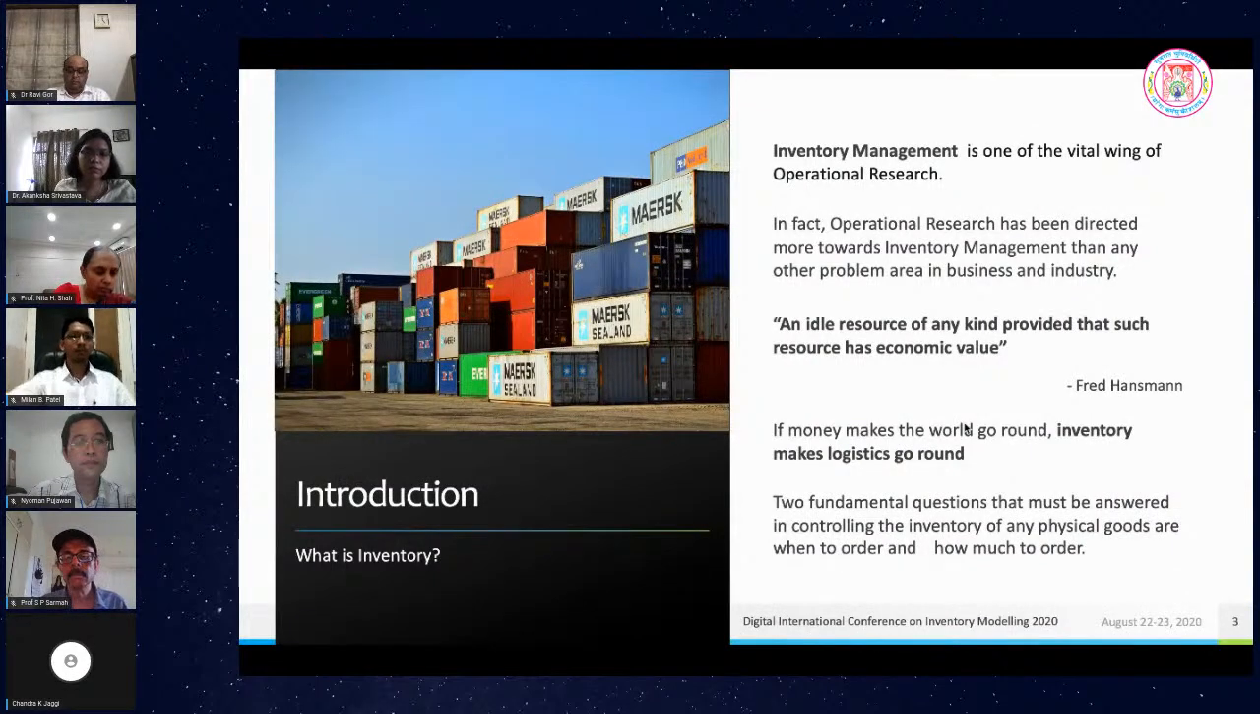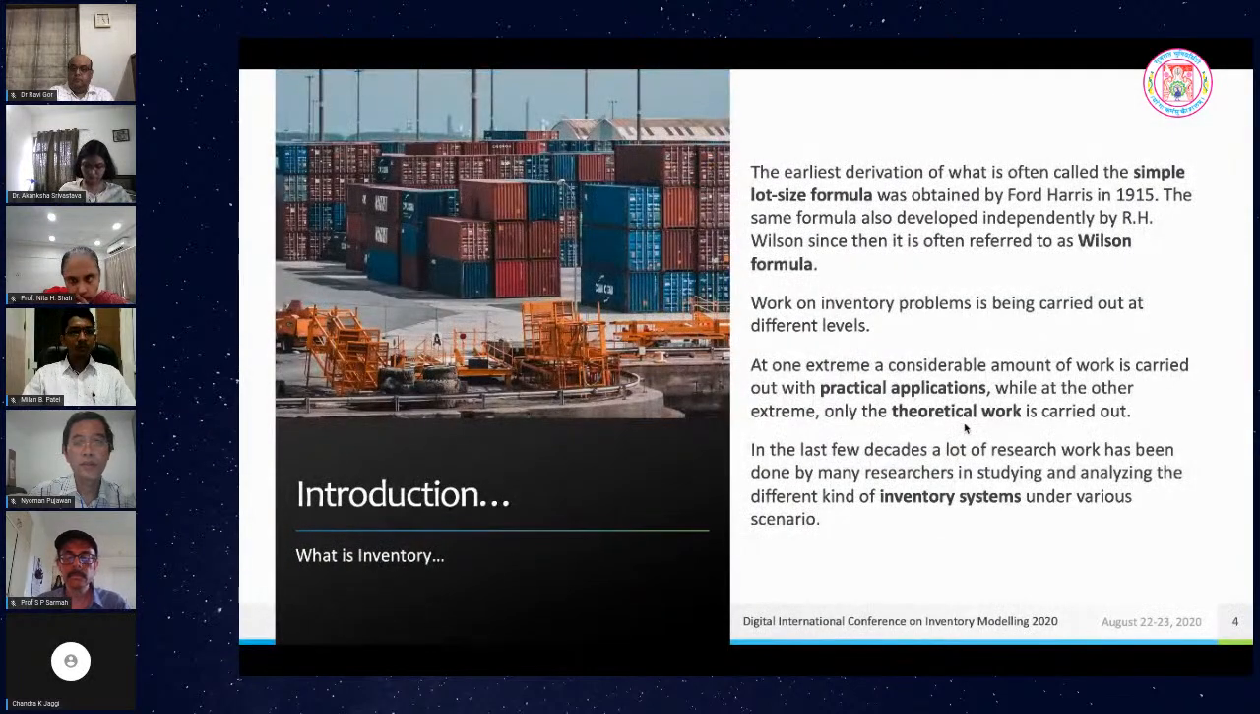Now, basically, inventory was defined by Fred Hensman as an idle resource of any kind, provided that such resource has some economic value. And there is a saying that if money makes the world go around, inventory makes logistics go around. Next, please. We know the Wilson formula, we call it the basic EOQ formula, because it was also developed by Ford Harris in 1915 at the same time, but it was named after Wilson. Next, please.